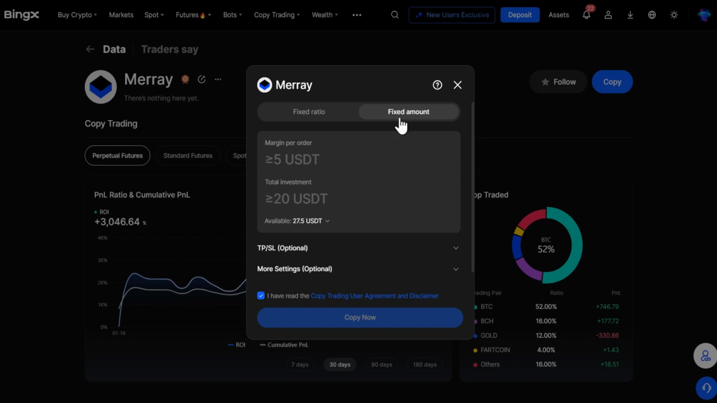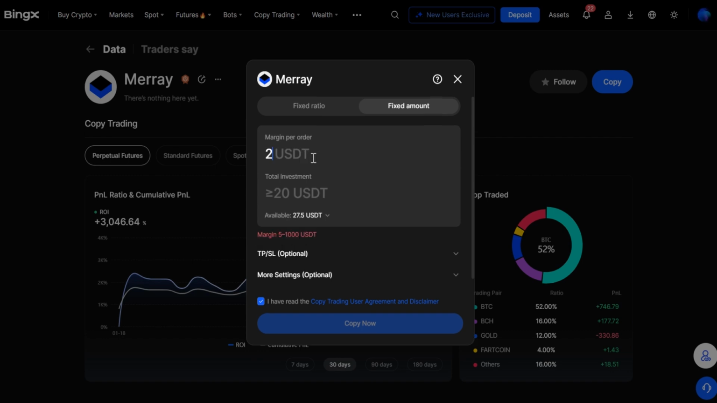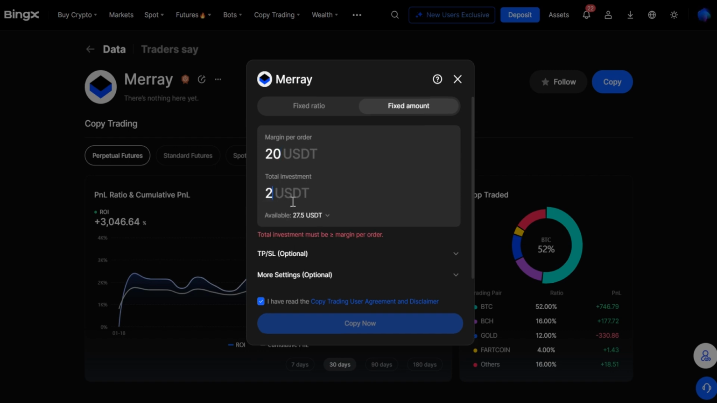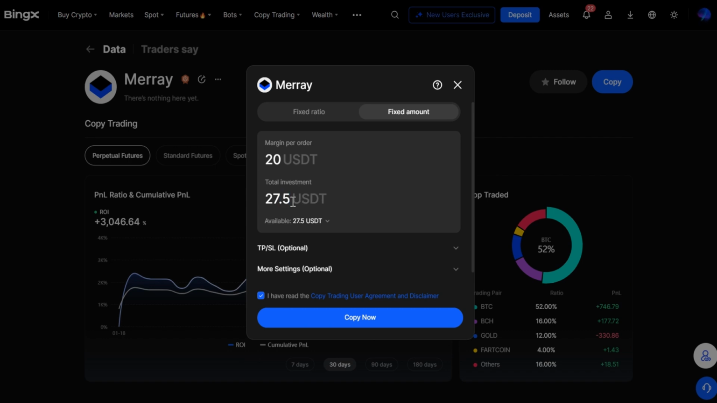Now in this section, you can set your copy trade parameters. First is margin per order. This is the amount you'll invest in each individual trade. For example, if you set $20, every time the trader opens a position, you'll open one with $20. Next is total investment. This is the maximum amount you're willing to allocate to copying this trader.